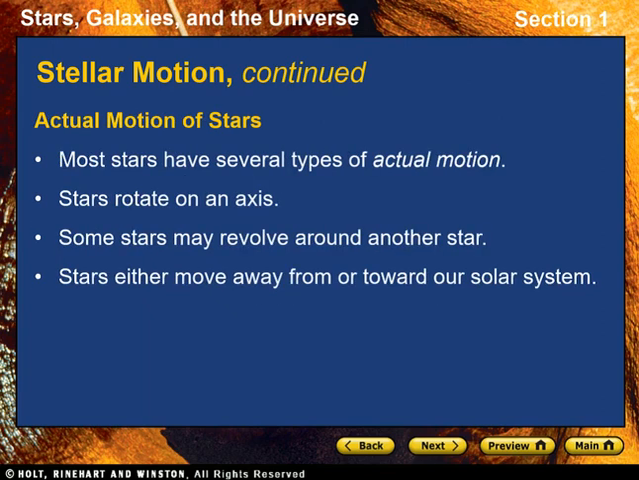Actual motion of stars. Most stars have several types of actual motion. First, they rotate on an axis. Second, they may revolve around another star. Third, they either move away from or toward our solar system.